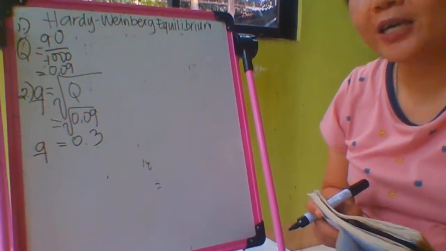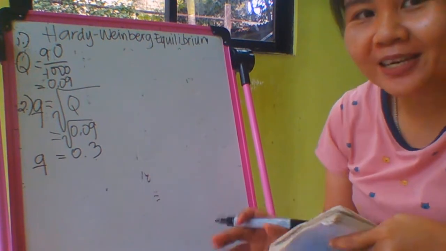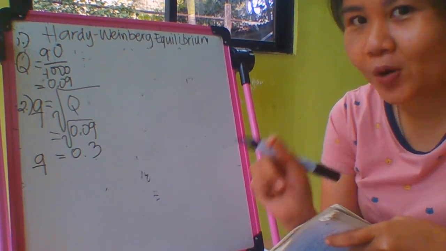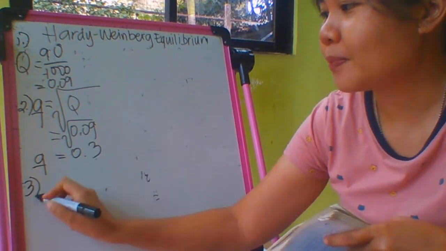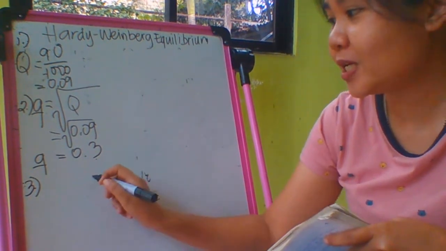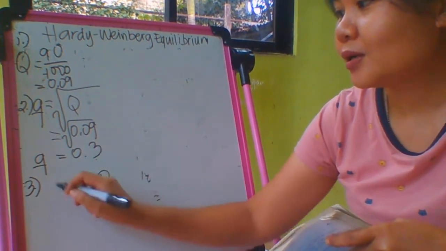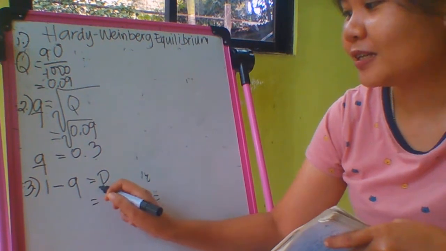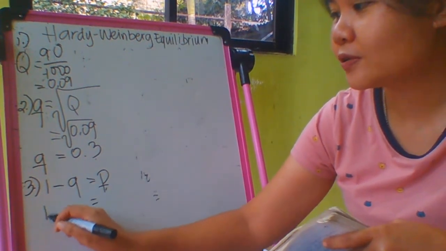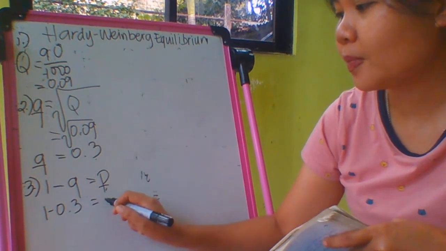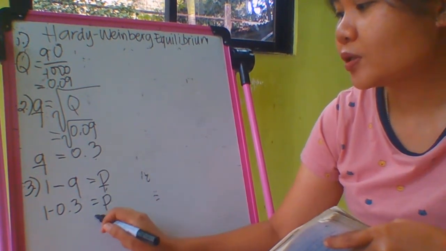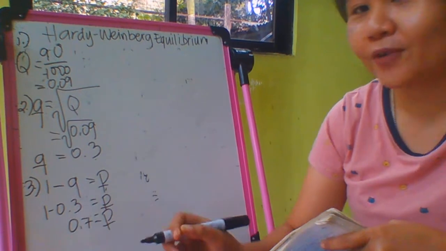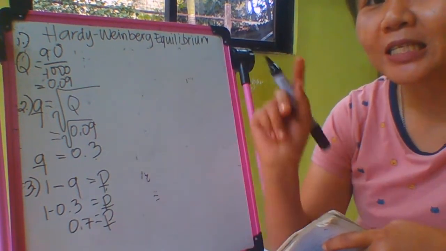And then now we can solve for small letter p. If you can remember, p plus q is equal to 1. So this is the third step. In order for us to find small letter p, it's 1 minus q. So 1 minus 0.3. So small letter p is 0.7. That is step 3.